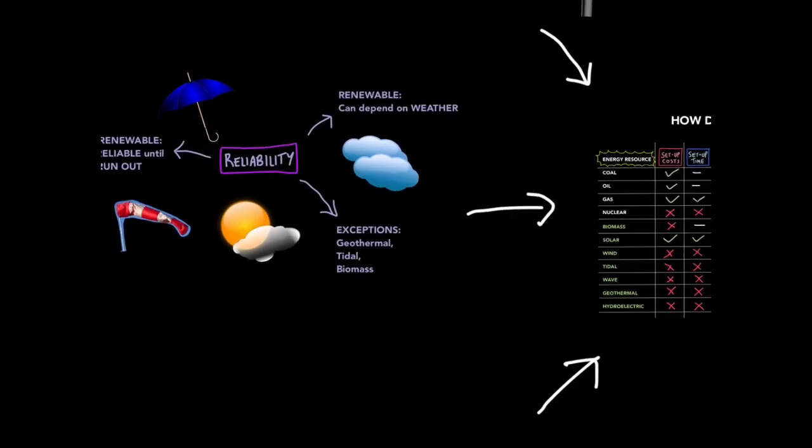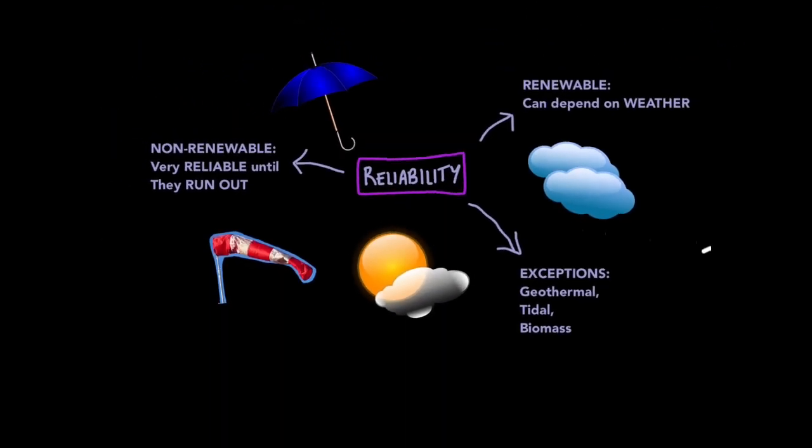So now let's look at reliability. Well, non-renewable energy resources are very reliable until they run out, that is. Whereas renewable energy resources can be very dependent on weather, such as wind power and solar power. Exceptions to this are geothermal, tidal and biomass. I'll explain what these are in a bit.